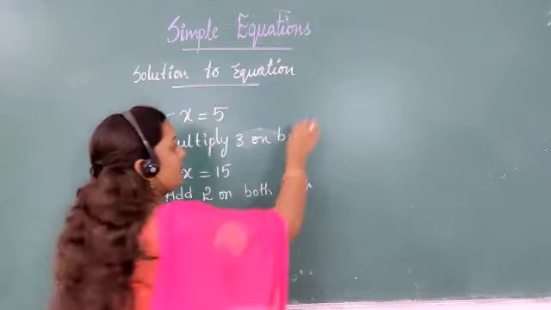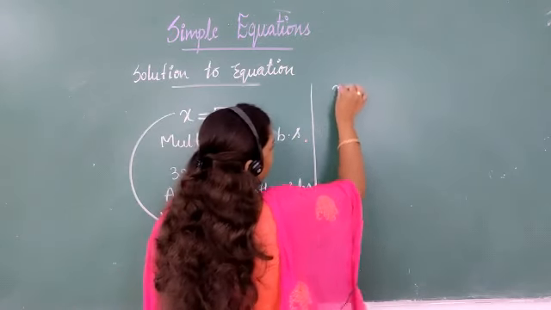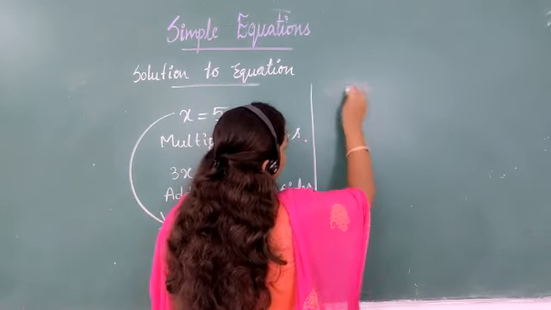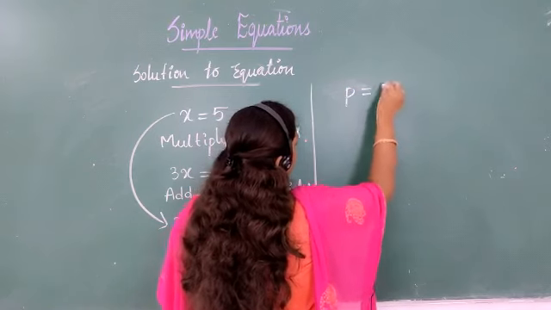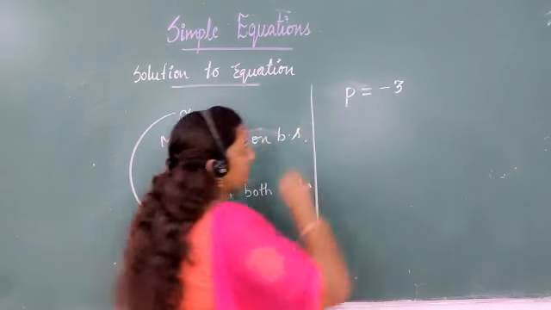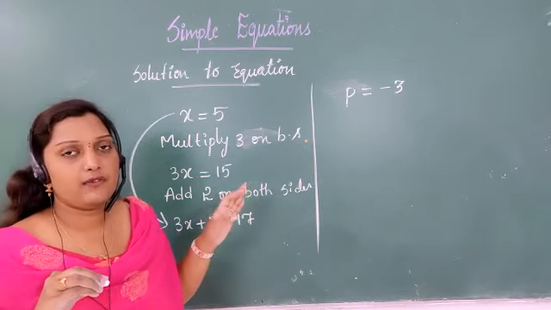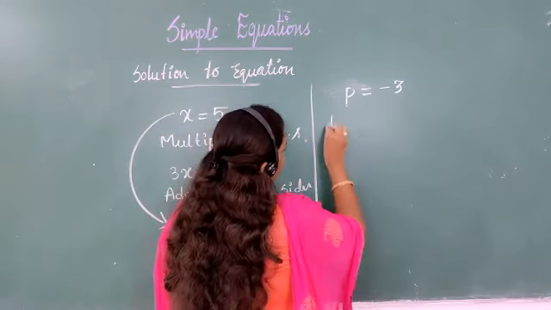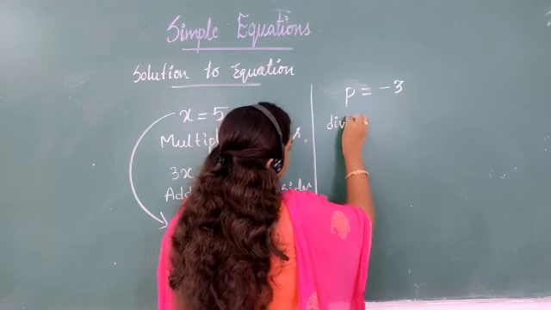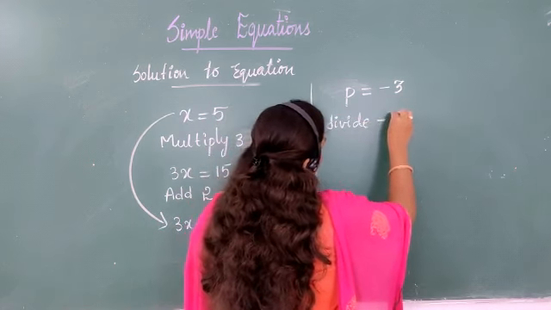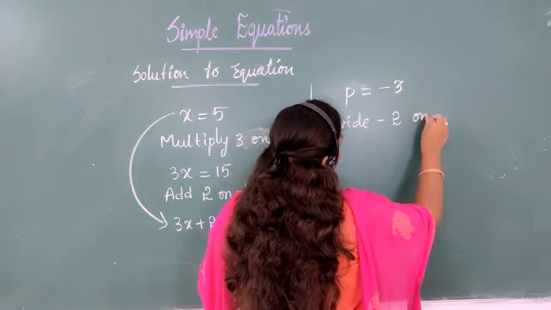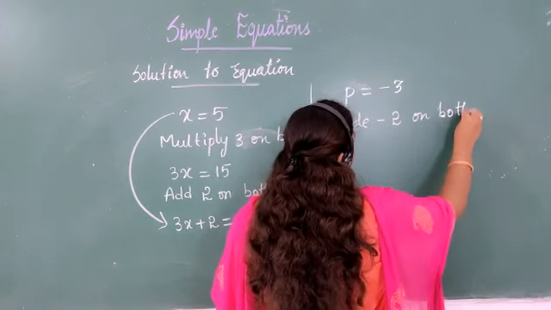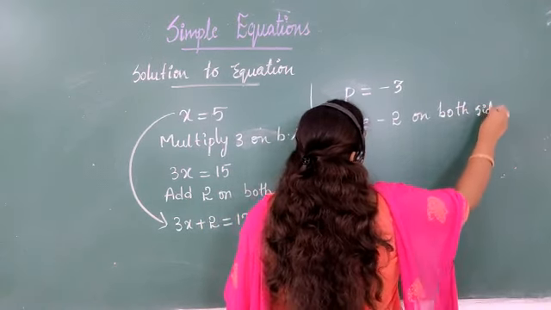One more example we will see. Suppose I have p is equals to minus 3. For this we have to form the equation. Now I will divide minus 2 on both sides. What I will get here?